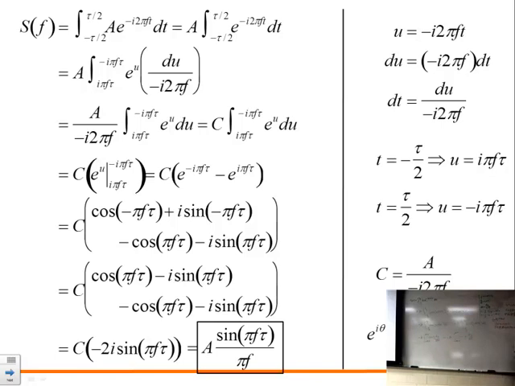All right. Now what? Now I can get rid of the integrals by doing the antiderivative thing.